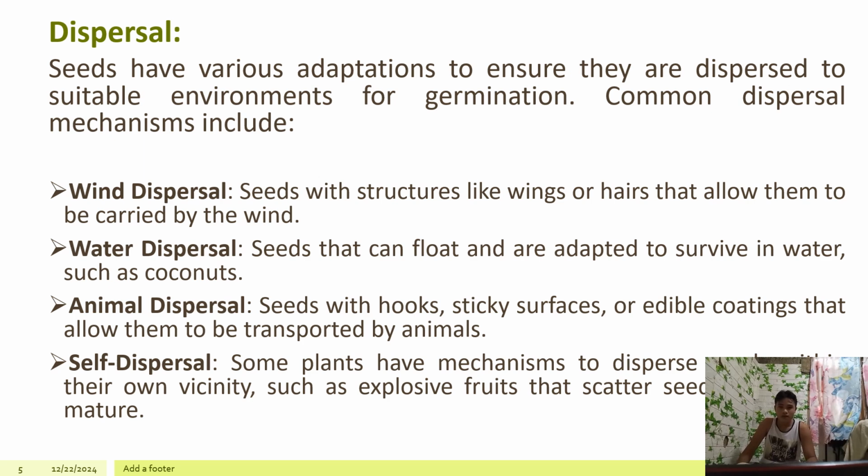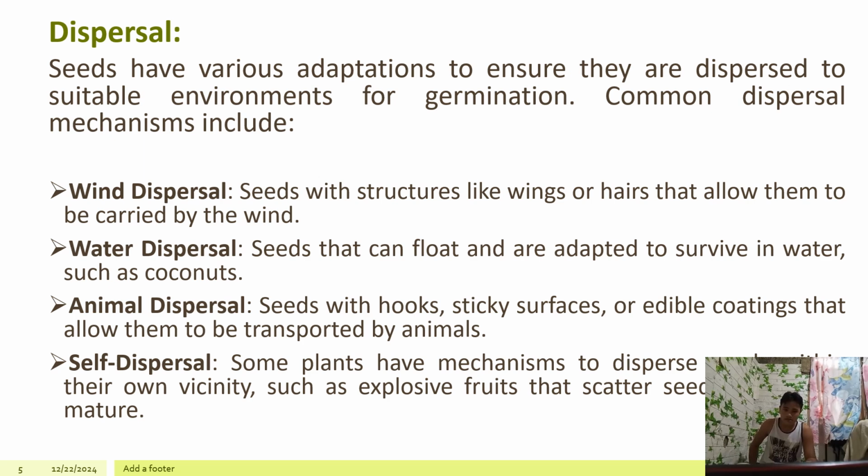These seeds have hooks, sticky surfaces, or edible coatings that allow them to be transported by animals. These seeds stick to the fur or the skin of the animals, or will be consumed by the animals and transported throughout the environment in order for the seed to germinate. And the last one will be self-dispersal.